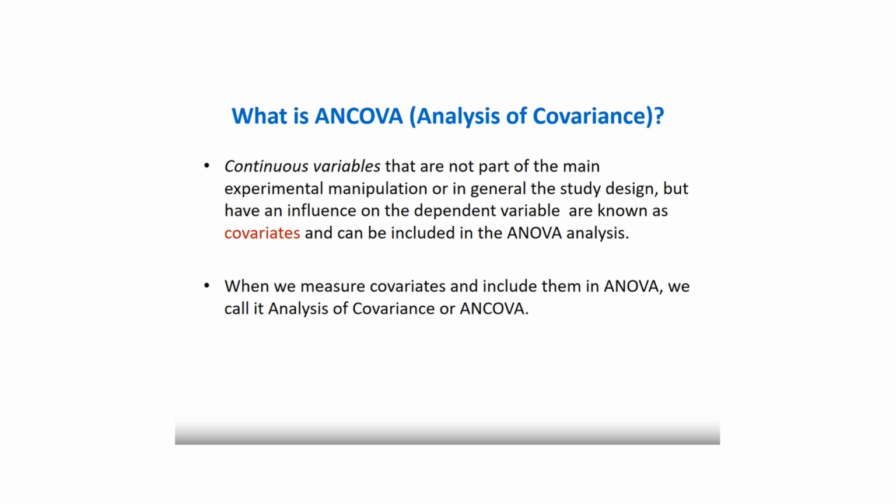The analysis of how much these variables have an effect on the results from the experiment is what we calculate from ANCOVA, which is analysis of covariance. When we measure covariates and include them in an analysis of variance, we call it analysis of covariance, or ANCOVA.